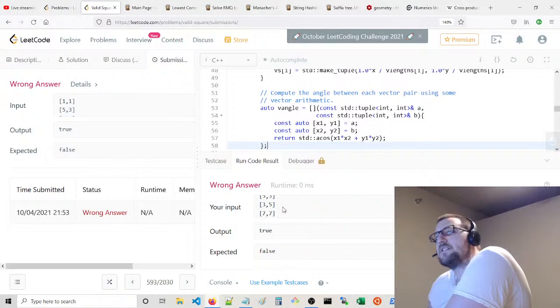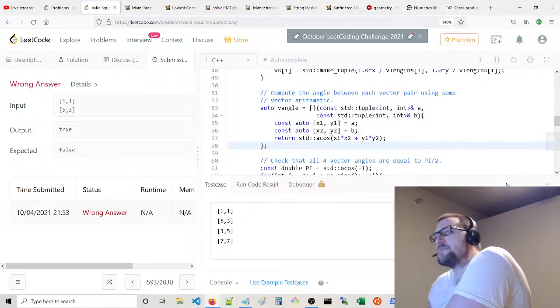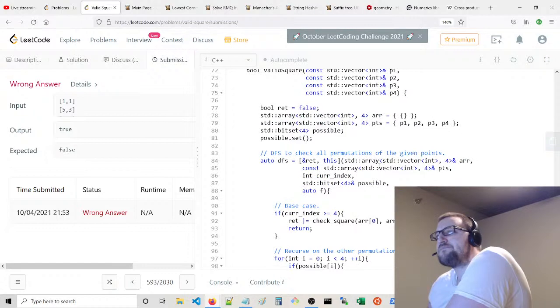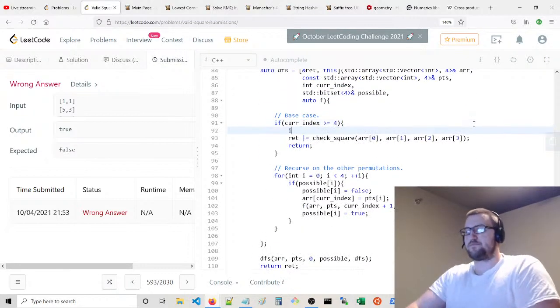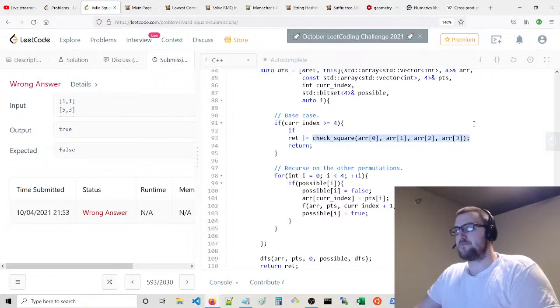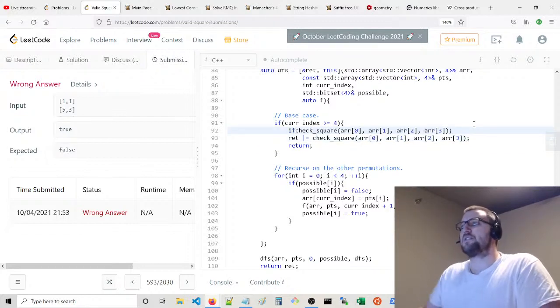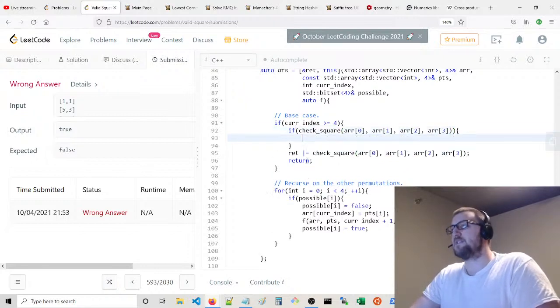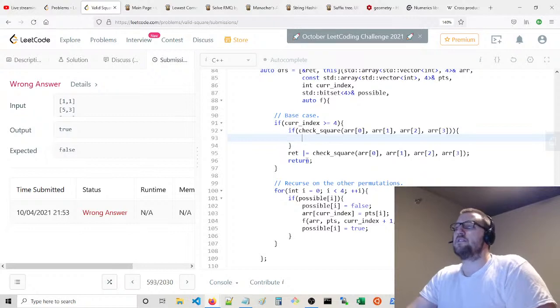And there is an order here. So 1, 1, 3, 5, 5, 3, 3, 5, 7, 7. So one of these returns true. Which one of these is true? They're saying all of these should be false. This is not a square. Okay.